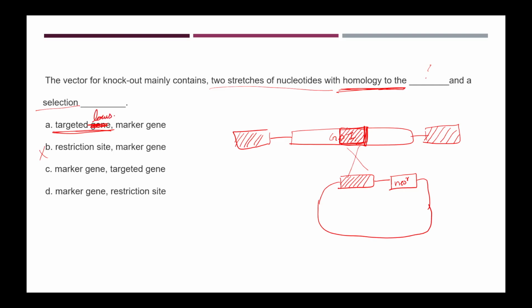Okay, and a selection. Second one will be a selection marker gene, right? Correct? Yeah. So homology to the targeted locus and a selection marker gene. At least these two things you should have for a knockout.